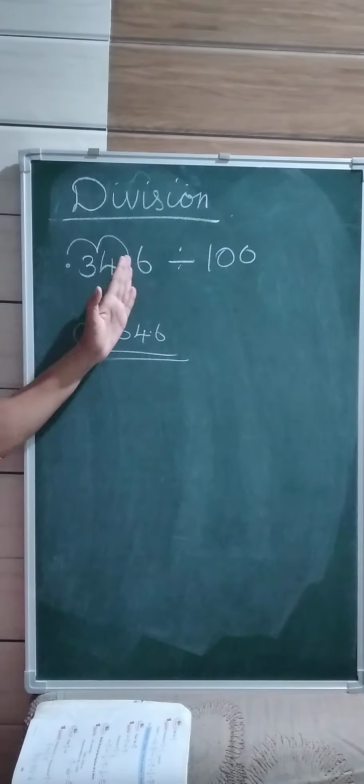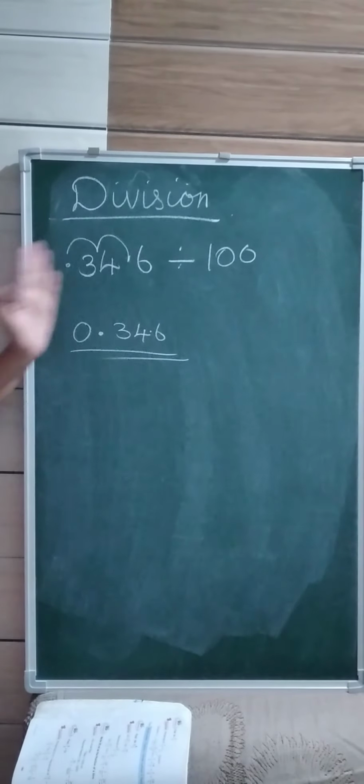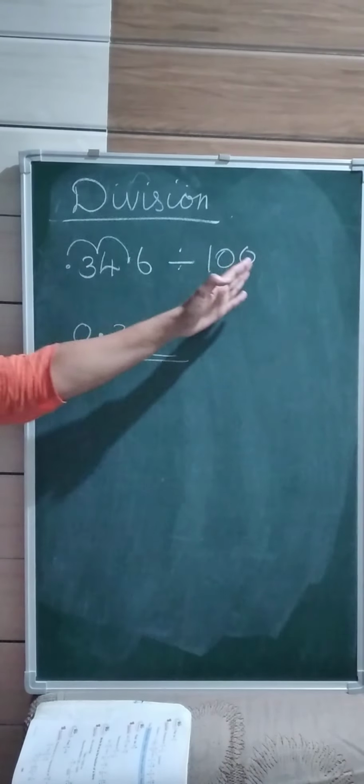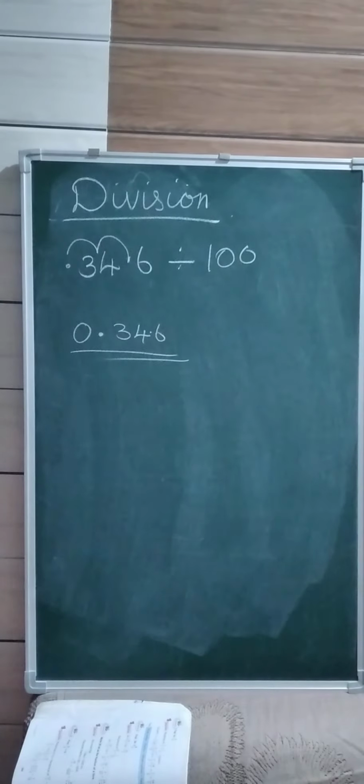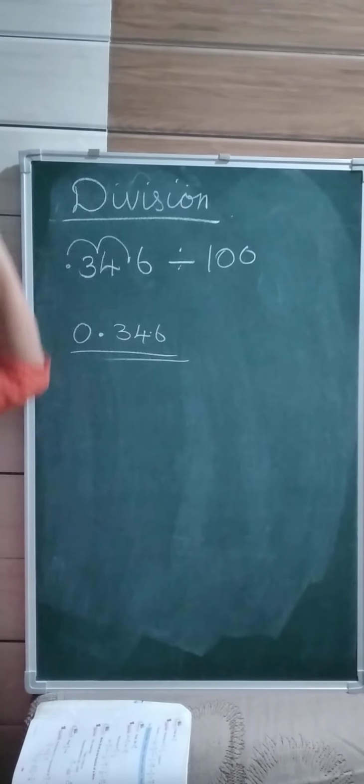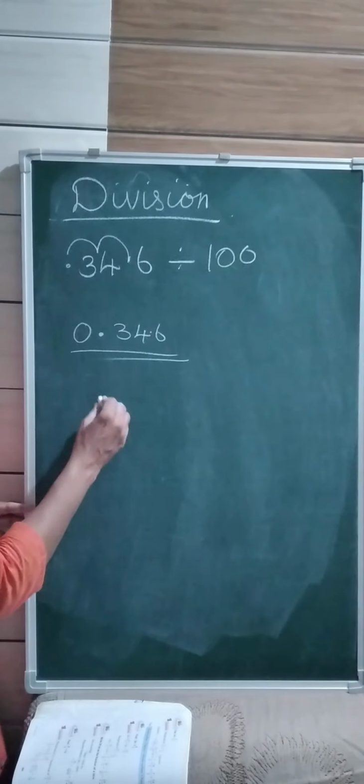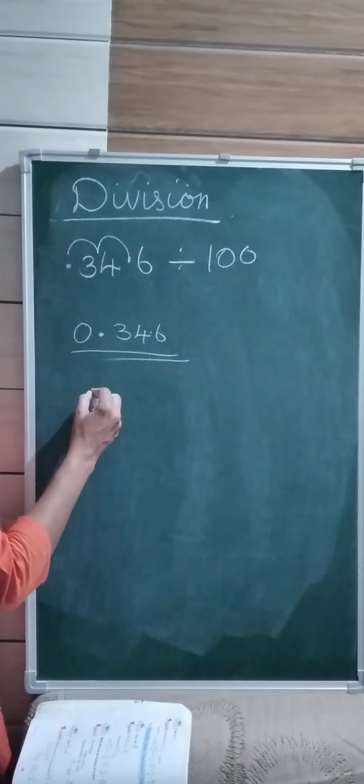Okay, for division we are jumping backward. We are moving backward according to the number of zeros, that much skipping we are doing. For multiplication, we are moving forward. That is the difference. Now one more example I am taking.